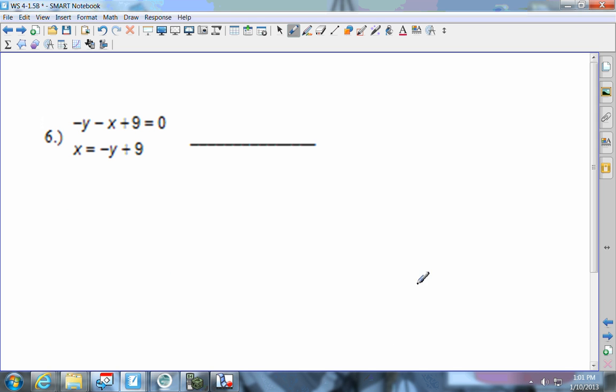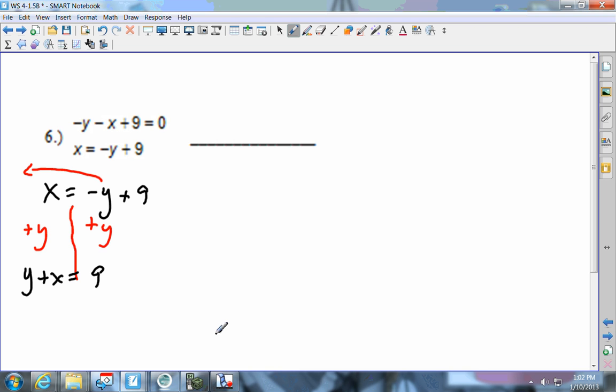Number 6. Let me take this bottom one right here. X equals negative y plus 9. Now, people get confused because we're used to having the y over here on the left-hand side. There are many different ways we can do this. I'm going to move the y to the left-hand side, and the way I'm going to do that is add y to each side. I get y plus x equals 9. I'm going to subtract x from each side. Y equals negative x plus 9.